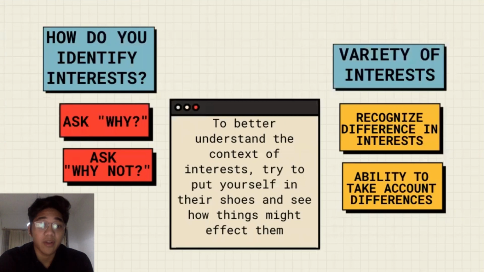As a negotiator, we also need to realize the amount of different interests. Taking into account all the interests is something the negotiator needs to do in order to achieve a well-established agreement.